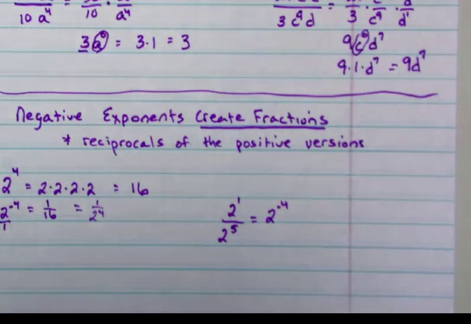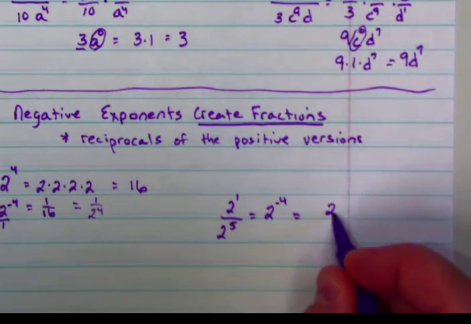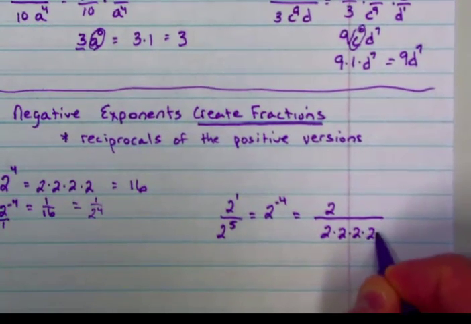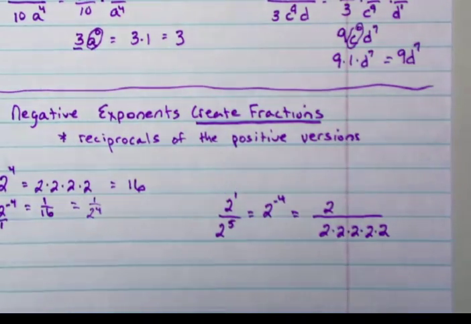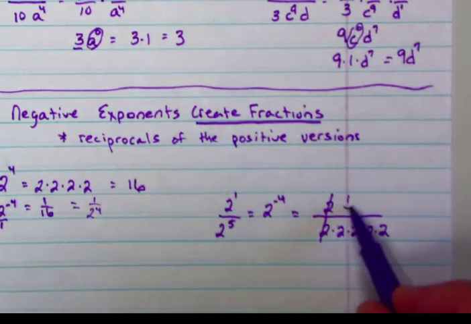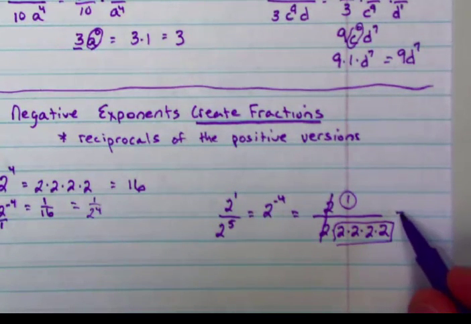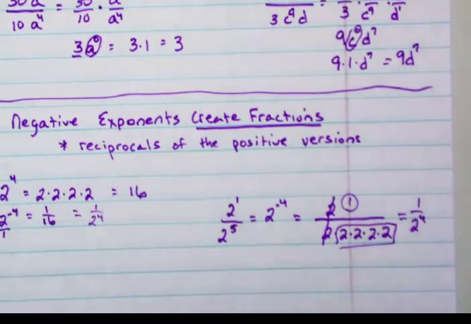But what if I thought about this in expanded form? 2 to the 1st means 2. 2 to the 5th means 2 times 2 times 2 times 2 times 2. If I divide out these pairs of 2's, that means the top is just left with the number 1, and on the bottom I see 4 copies of 2. So I could write that as 1 over 2 to the positive 4th. That kind of thing will always work if you think about where the exponent actually came from.